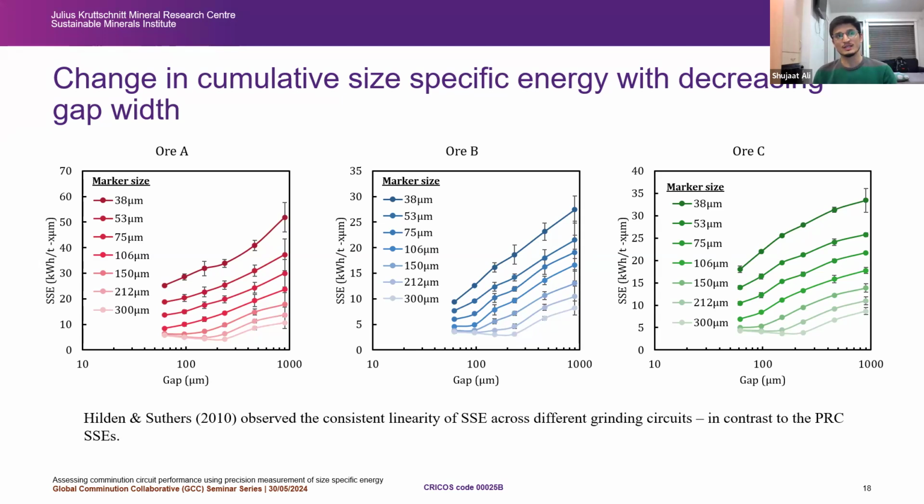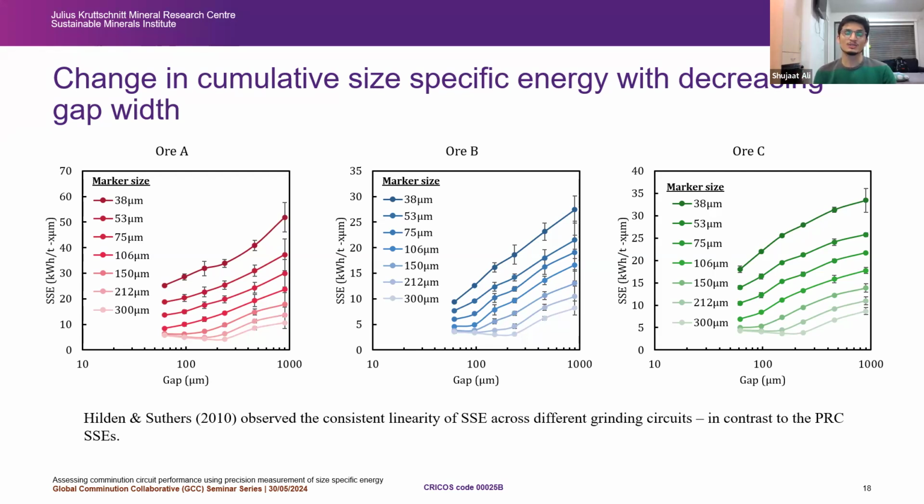So what you see here is that your size-specific energy is essentially decreasing with your gap, right? So it is in contrast to the previous findings by Hilden and Suthers in 2010, who say that size-specific energy estimates are consistently linear across different training circuits. But what I found was that no, they decrease with it.